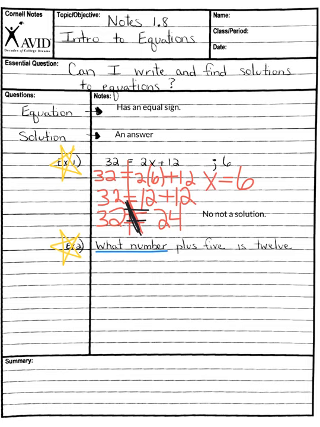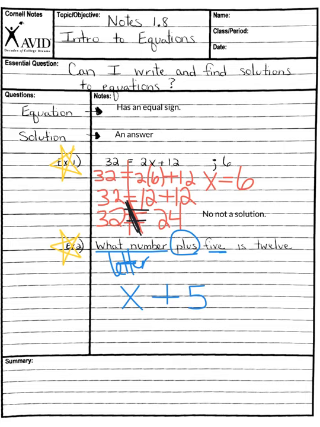What number? Well, we don't know what that is. It doesn't tell us. It just says what number. So this is where we're putting our letter, and you get to pick. I'm going to go with x. What number? Pretty easy here. Plus, bring down your addition symbol. 5. So we have x plus 5.